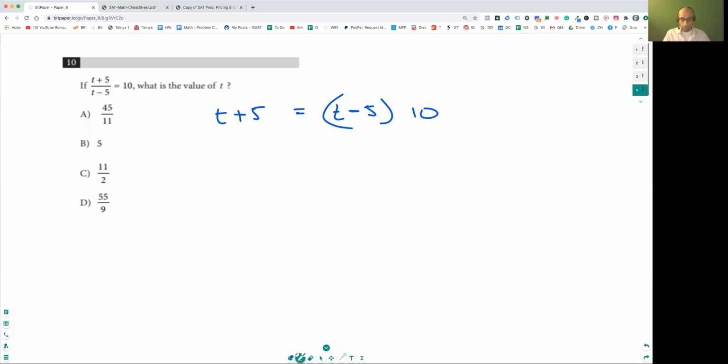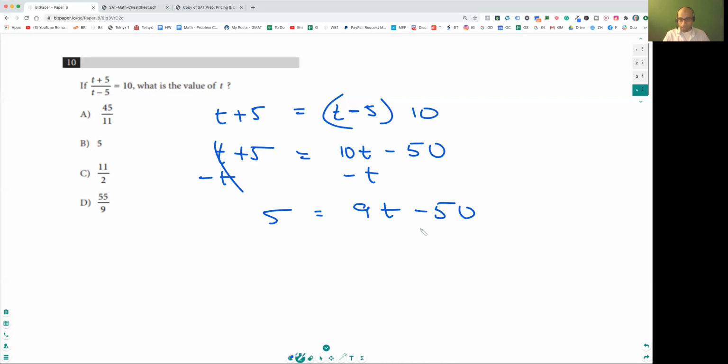t plus 5 is equal to 10t minus 50. Now all you got to do is isolate these. It's easiest to bring all the t's to make the t's positive, so you subtract t on both sides. This cancels out, so you get 5 is equal to 9t minus 50. Now you get rid of this 50 by adding 50 to both sides, so 9t is equal to 55. And so t, you divide by 9, you get 55 over 9. That's your answer.